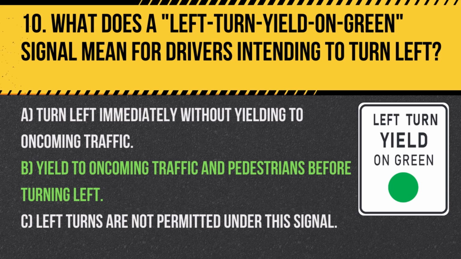Answer. B. Yield to oncoming traffic and pedestrians before turning left. This signal means you must give way to oncoming traffic and pedestrians before completing your turn.